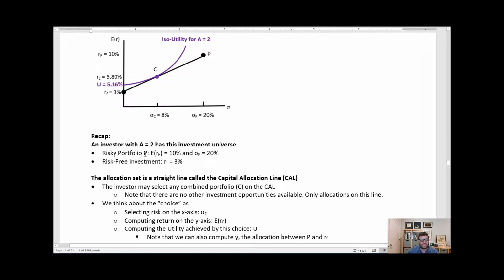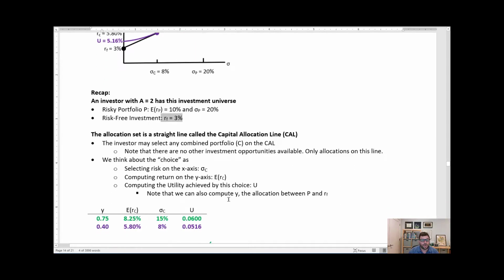Okay, so the allocation set, the investor has A equals 2, and this investment universe, which is an expected return of 10% and a risk of 20 for the risky and a risk-free of 3. The allocation set is a straight line called the capital allocation line. The investor may select any combined portfolio C on the CAL. There are no other investment opportunities available. And so we think about the choice as selecting risk on the x-axis and computing the return on the y-axis and then computing the utility. And note that we could also compute the y.